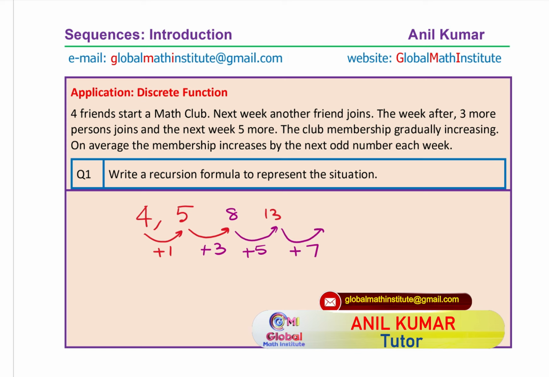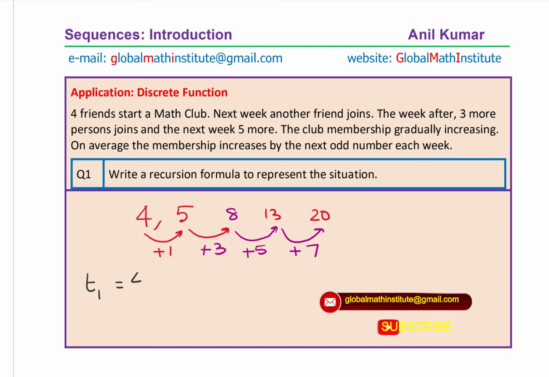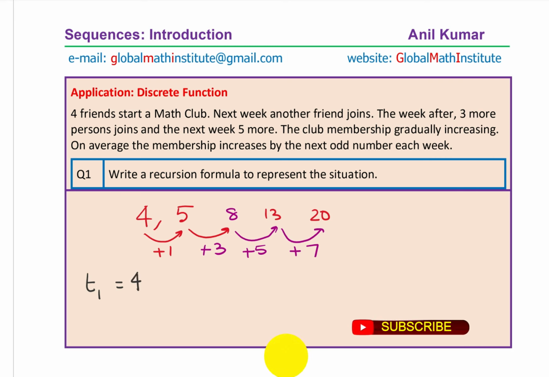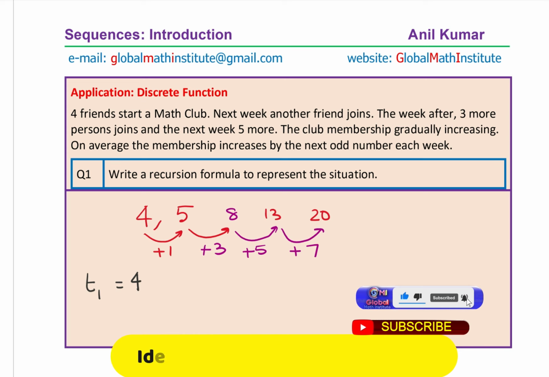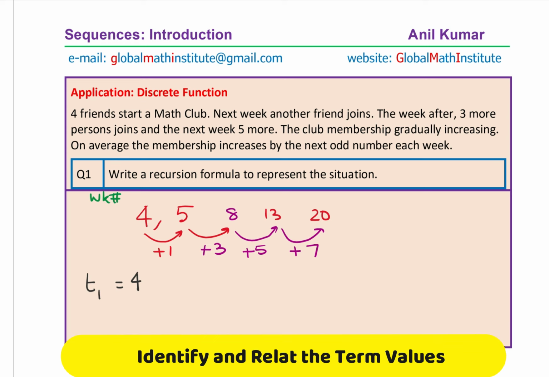How do I get the recursion formula? Well, in a recursion formula, we should always begin with the first term. So what is the first term? T1 is the first term, and in this case, it is 4. So 4 persons in the first week. Let's write down very clearly the week numbers: first week, second week, third week, fourth week, fifth week, and so on, correct? That is how the week numbers are growing, and an odd number of people, more than the previous, is joining.